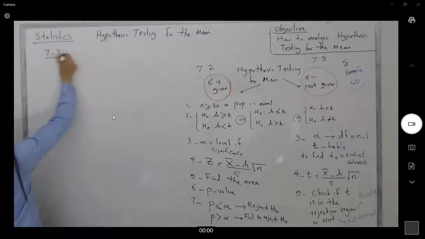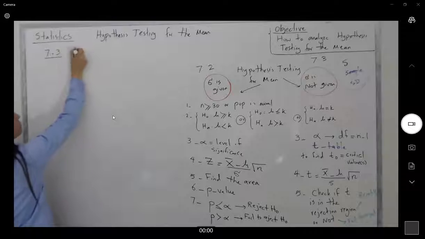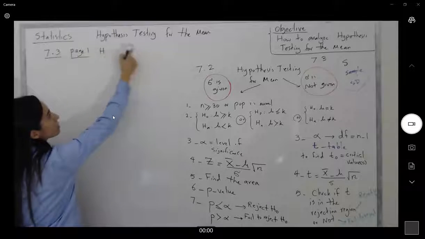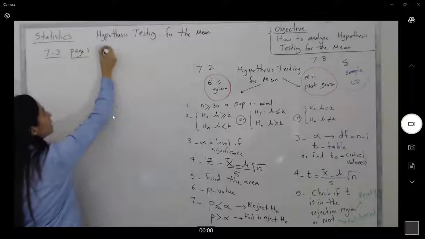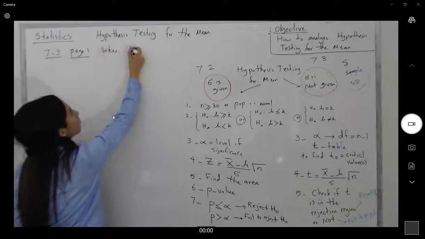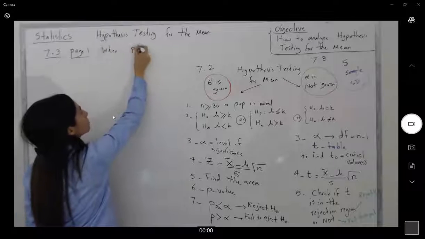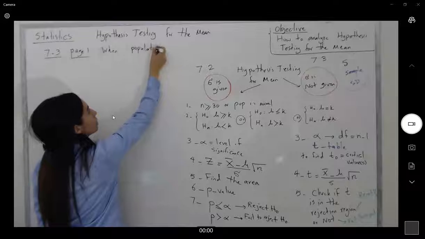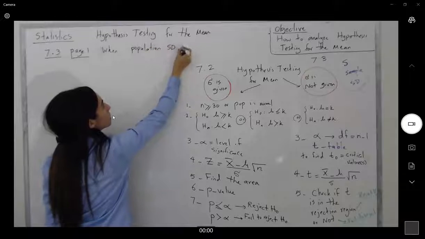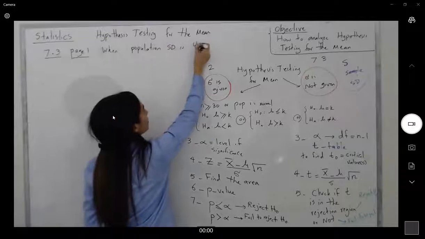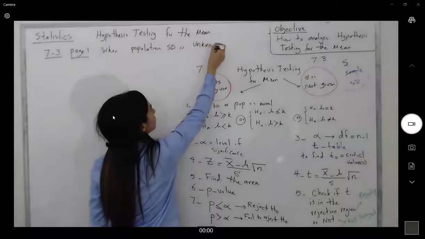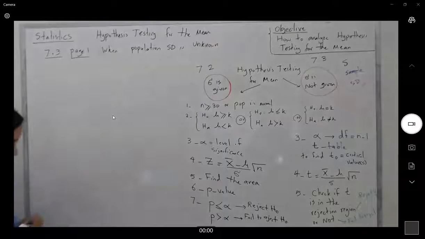7.3, page 1, hypothesis testing for the mean when population standard deviation is unknown. Okay, there we go.